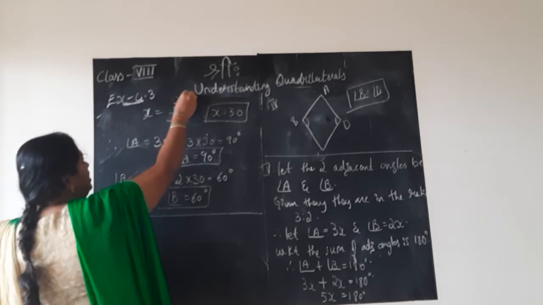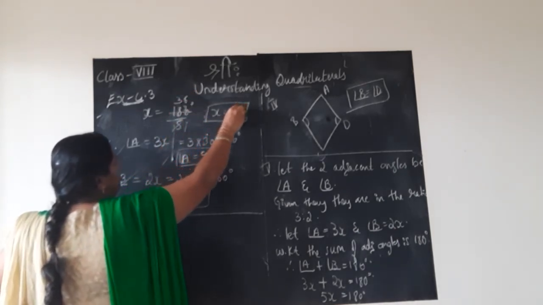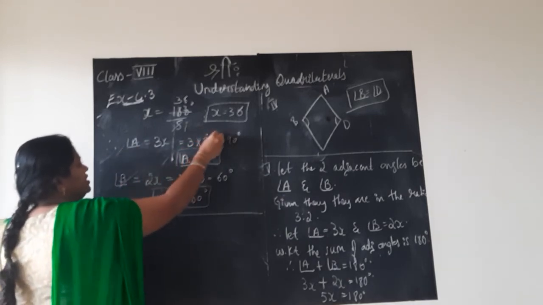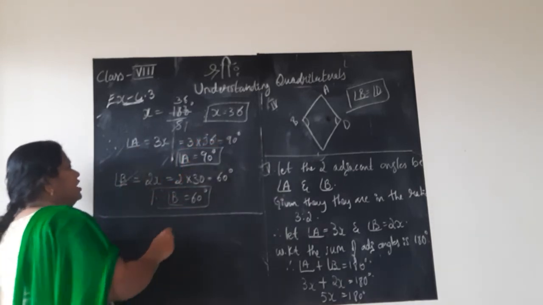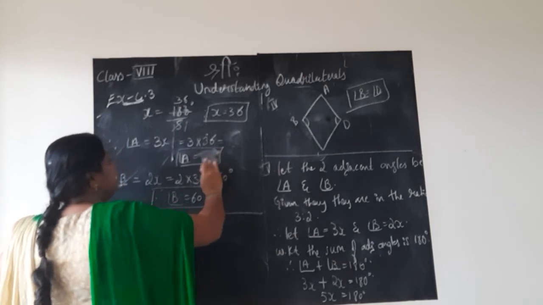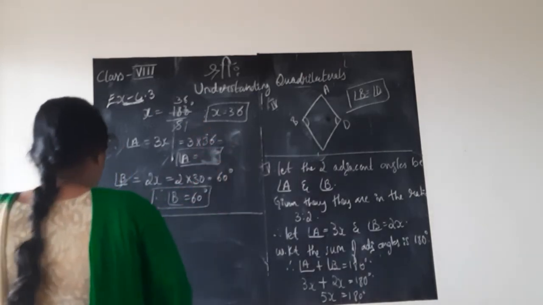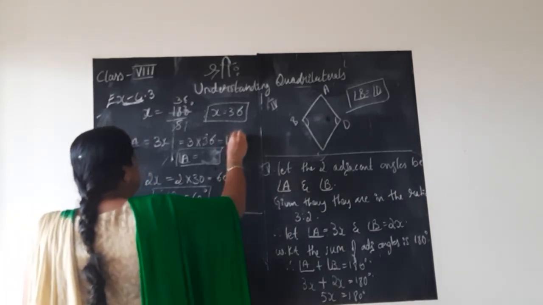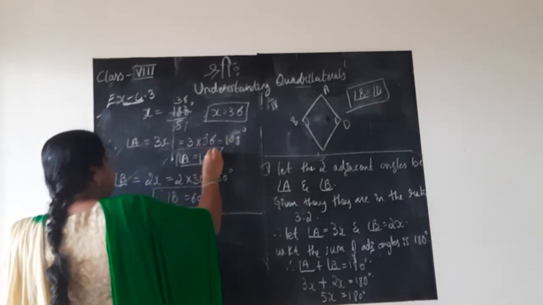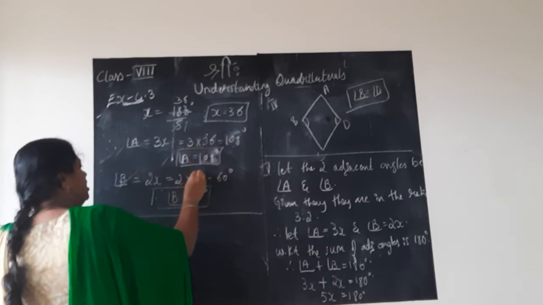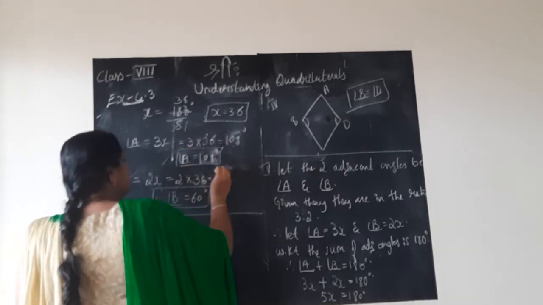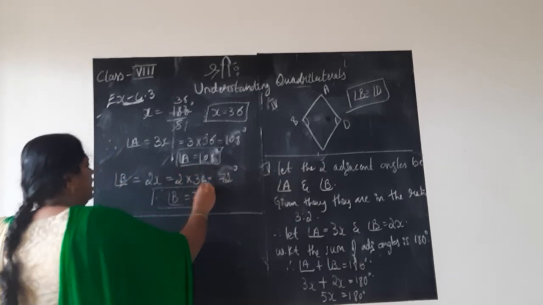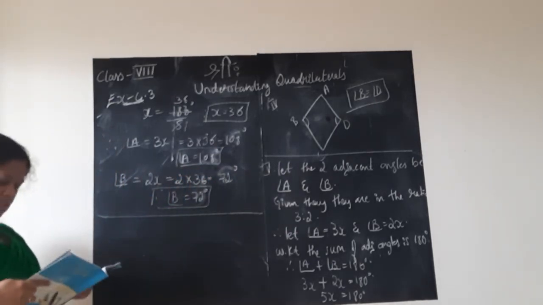Mistake here. This is 36. So 5 6s are 30, with 6 remaining, so x is 36. I wrote x as 30, so just make it 36, please. A is 3x, so it is 36 into 3, which will be 108 degrees, children. So angle A is 108. Similarly, 2x, 2 into 36, is 72 degrees, which is angle B. I am sorry, just make it 36.